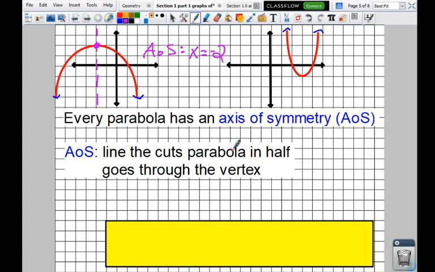Or, you know what, to make it even easier, let's look at this parabola on the right. My vertex is here, right? What's my x comma y for my vertex? It's 3, -1, right? Because we're going down.